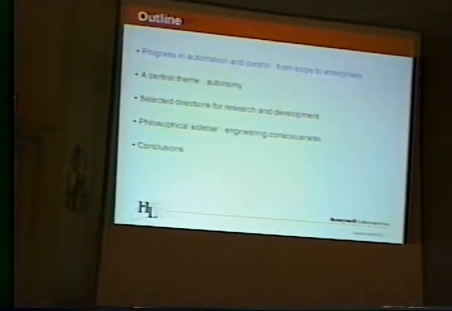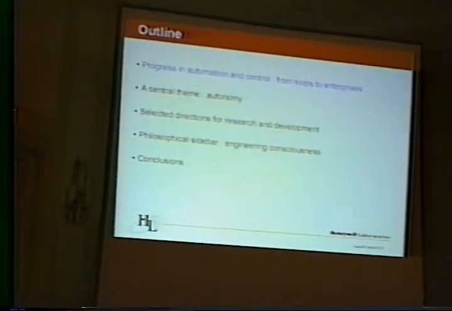So here's the outline of what I want to talk about. I'm going to start by giving you some examples, some illustrations from a few domains about how, when we talk about automation and control, over the course of decades and almost a century in one case anyway, there's been this development from talking about loops to talking about enterprises. And then I'll turn to some specific discussions on the topic of autonomy, which I think is kind of central to many aspects of enterprise optimization.